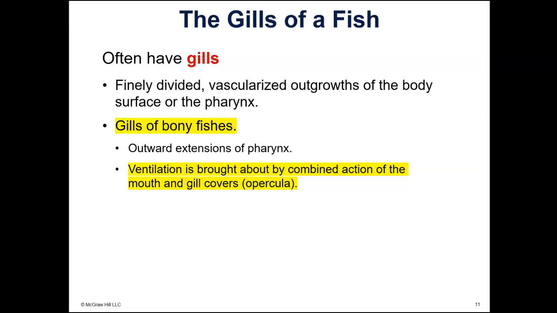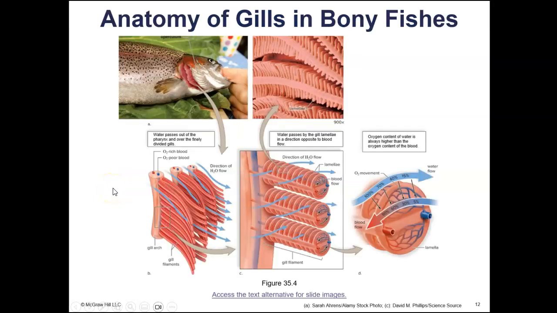The gills of bony fishes. Bony fish have a gill cover called an operculum. So they breathe by opening their mouth and their operculum at the same time. Both of them open at the same time and close at the same time. And that's what causes breathing for them.